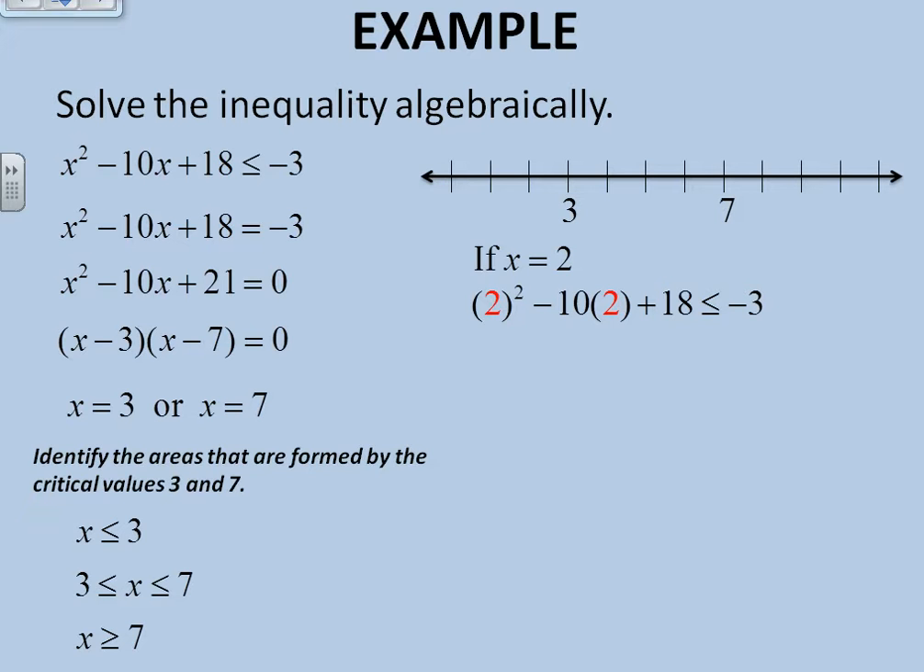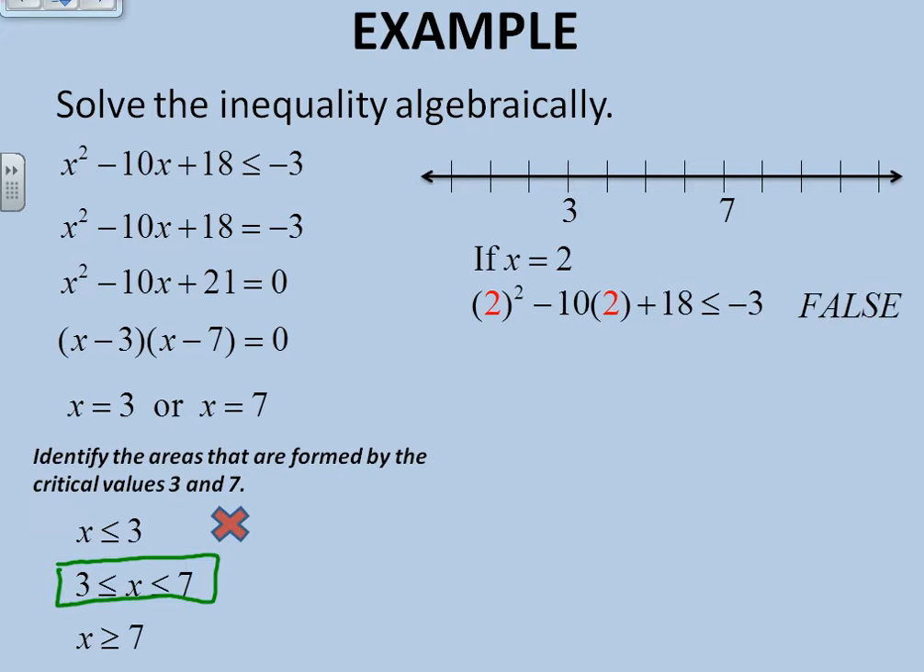Well, 2 squared is 4 minus 10 times 2. That would be 4 minus 20, which gives us negative 16, plus 18 is actually 2. So 2 is not less than or equal to negative 3. So this statement is false. What that tells us is that the section of values where x is less than or equal to 3 is not actually part of our solution set. Then we're going to test a value that comes between 3 and 7.